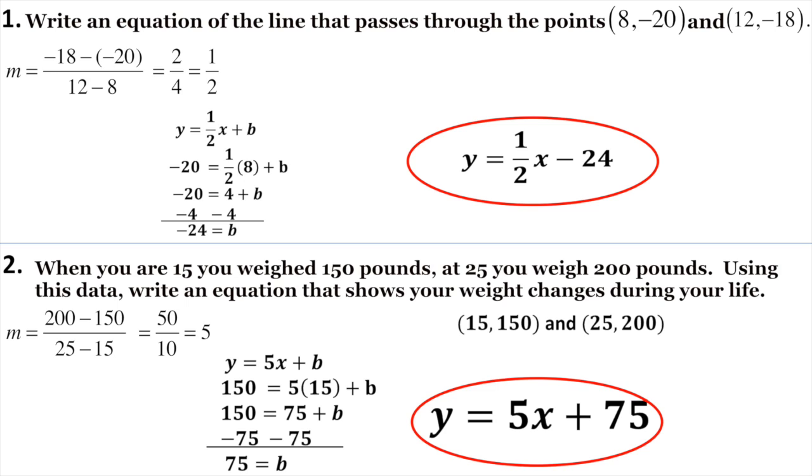Check your answers here. Hopefully you identified that your slope on this one should be 5 and 75 for your y-intercept, your b value here. We need to talk a little bit about this slope of 5. This is talking about your weight changes during your life. So this is 5, meaning that you gain 5 pounds every year.